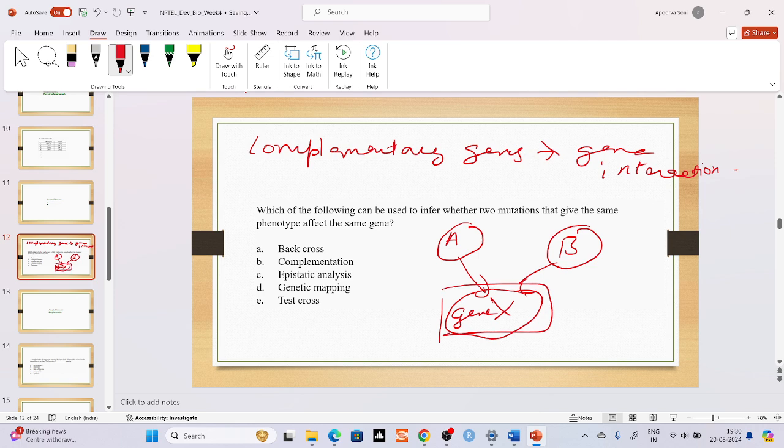That means whatever phenotype this gene X is showing, it is showing because it is affected by both A and B. So A and B together, when they work, show the phenotype. That means A and B work together to give the respective phenotype to the gene X. That means A and B belong to the complementary group. So what can we get to know about complementary genes from here?